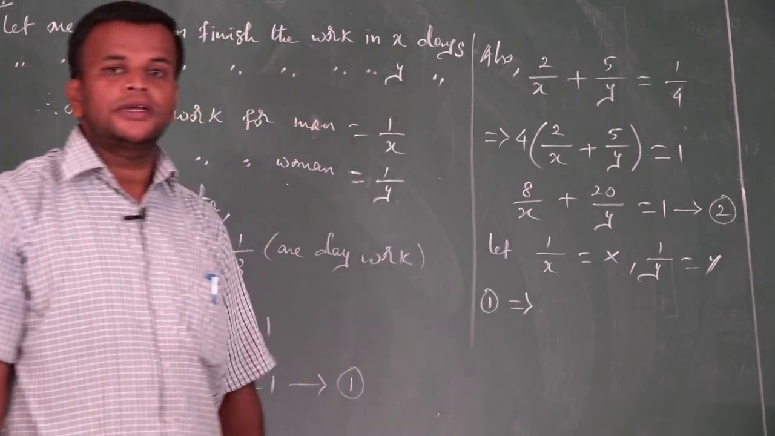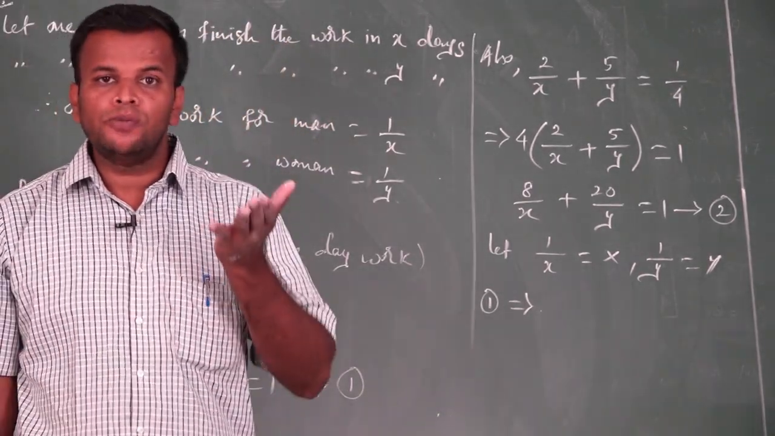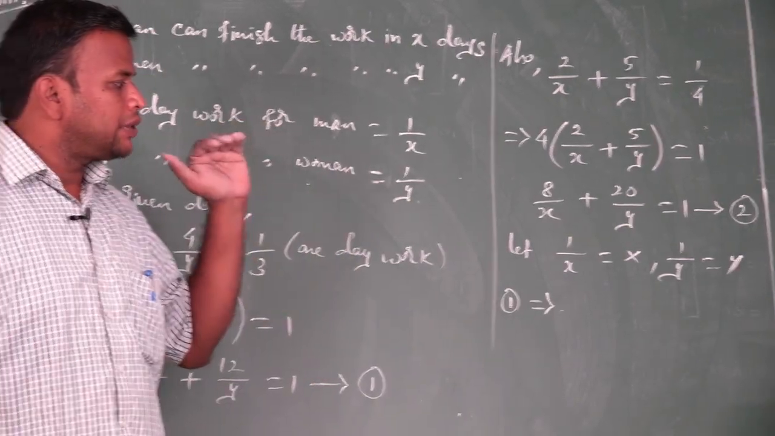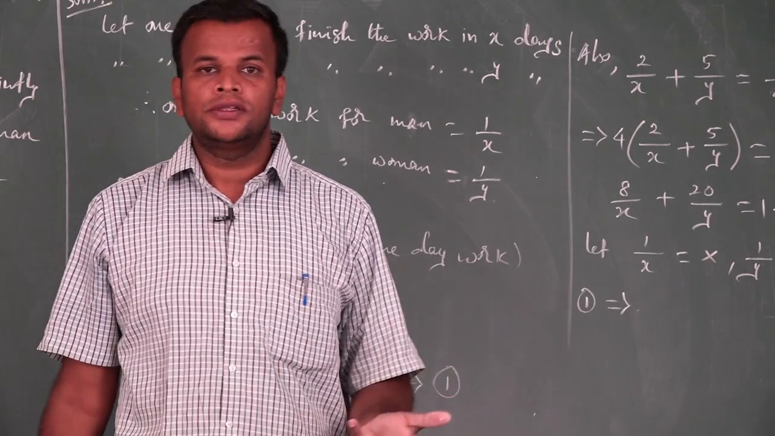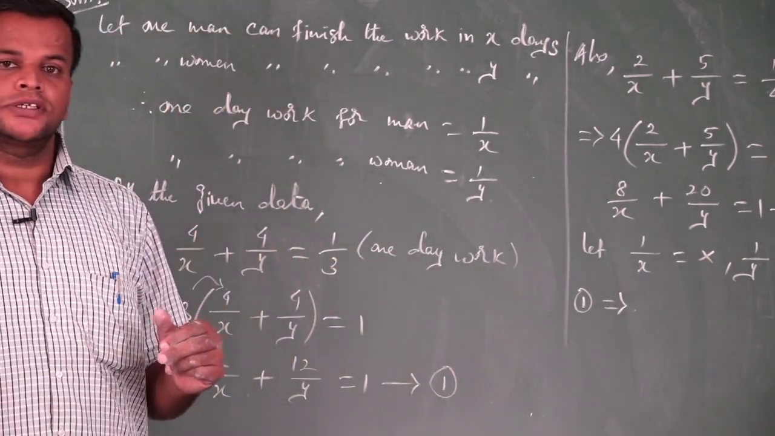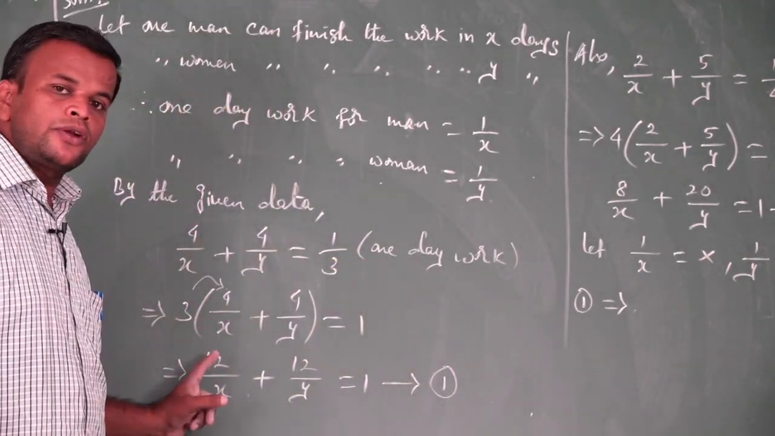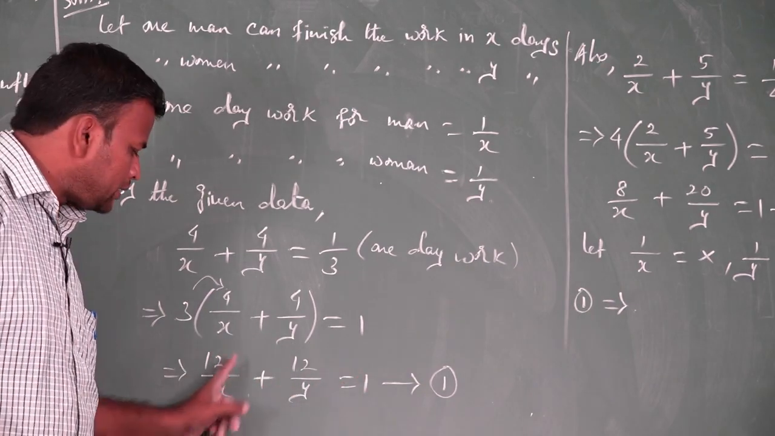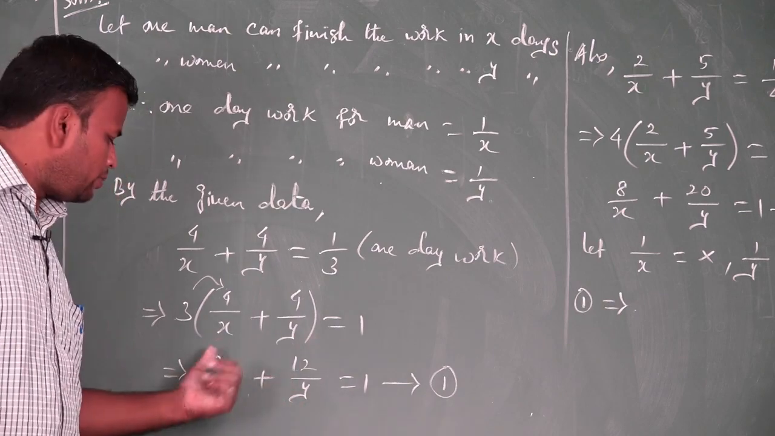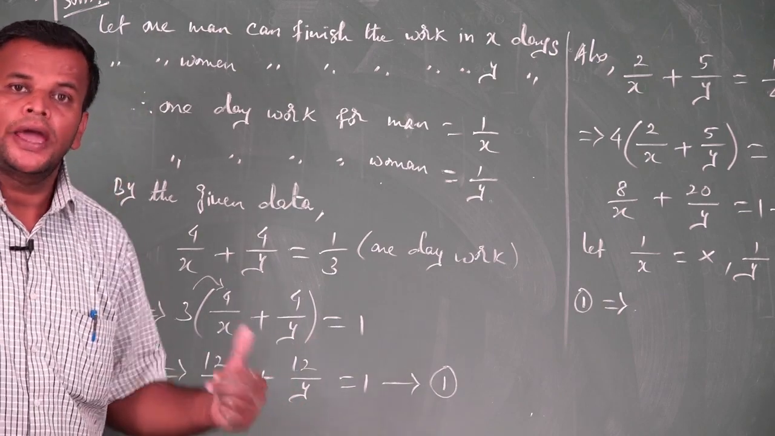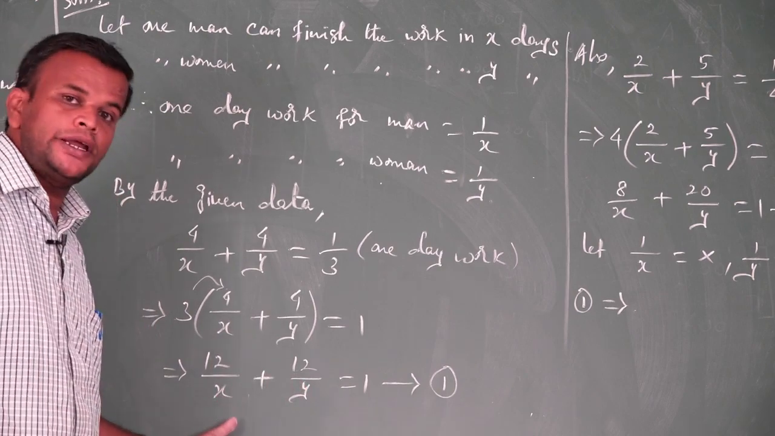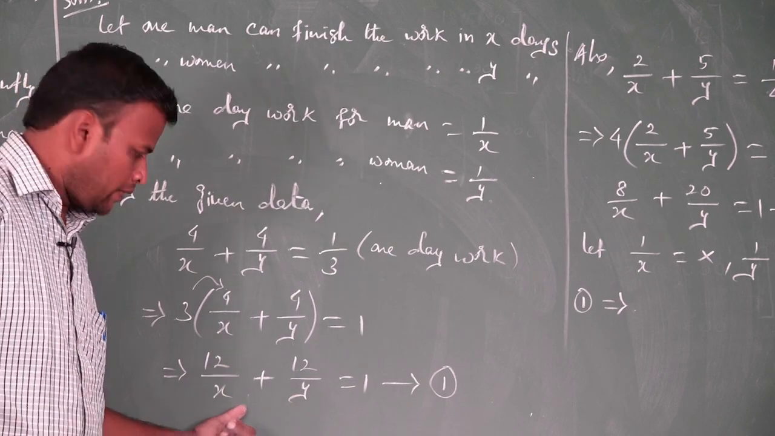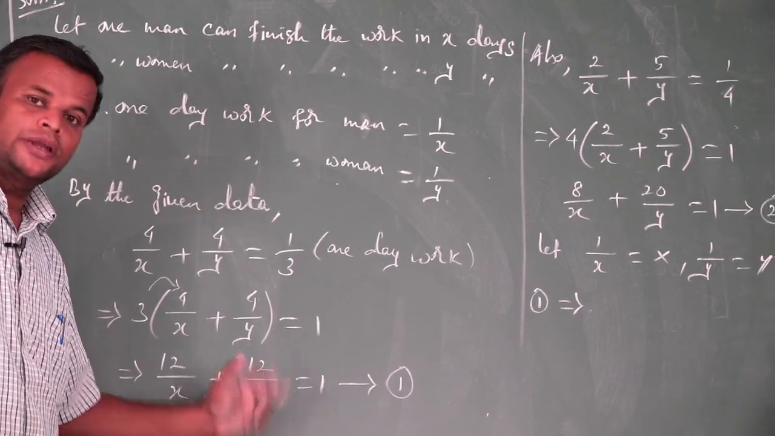Because in the matrix inversion method the variables must lie in the numerator, but they lie in the denominator, I will take 1 by x as capital X and 1 by y as capital letter Y. Then how to change the first equation? It is the first equation, 12 by x plus 12 by y is equal to 1. We take 1 by x as capital letter X. So 12 by x becomes 12 into 1 by x, which is nothing but 12 capital X, plus 12 into 1 by y, which is nothing but capital letter Y.